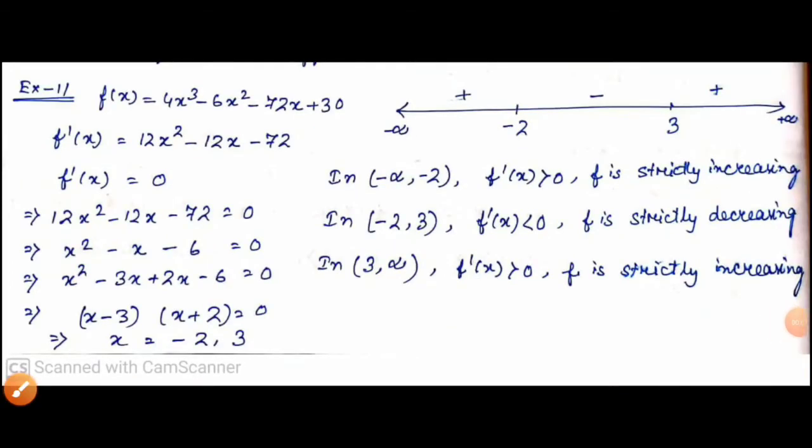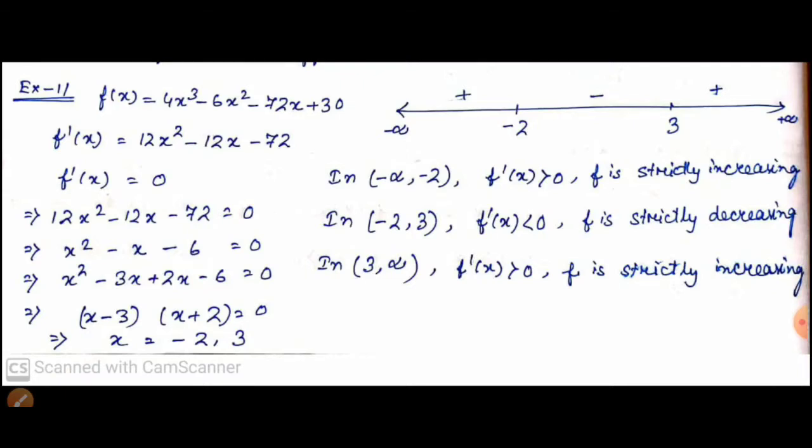Example 11. Find the intervals in which the function f given by f(x) = 4x³ − 6x² − 72x + 30 is strictly increasing and strictly decreasing. So here also we don't have any interval, and we know f(x) is defined for all real numbers. That means the domain of the function is the real numbers. So we have to check for every real number. So first of all we will find the derivative of f(x) with respect to x, and f'(x) will become 12x² − 12x − 72.